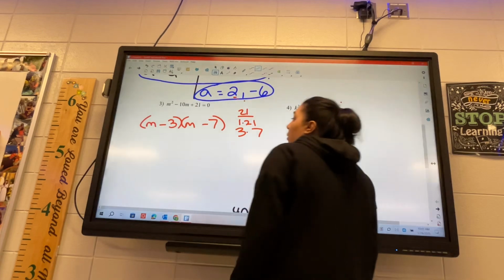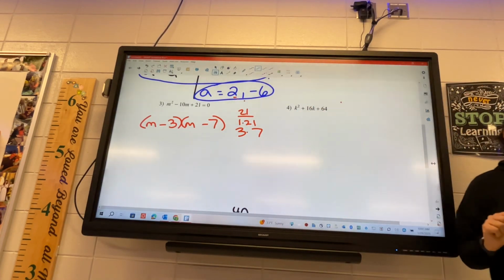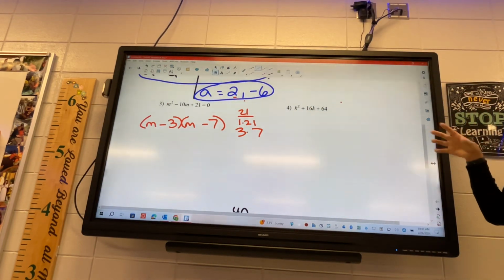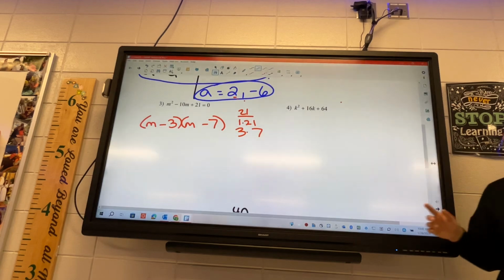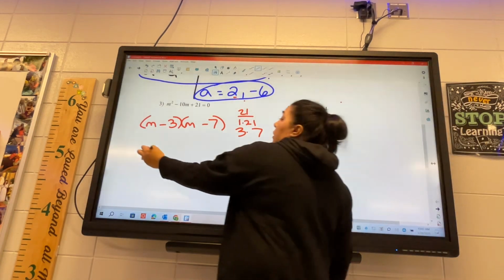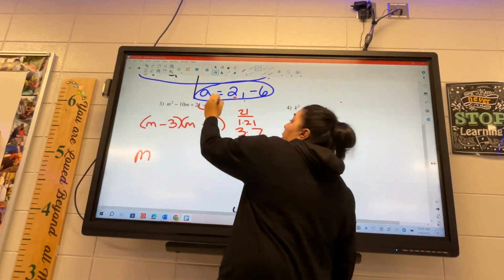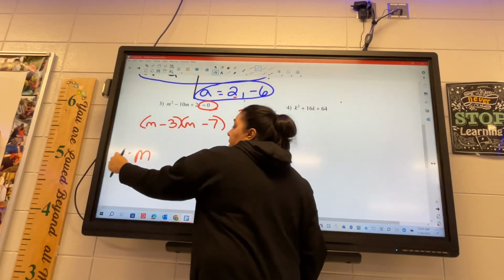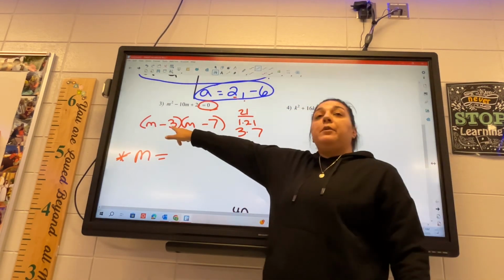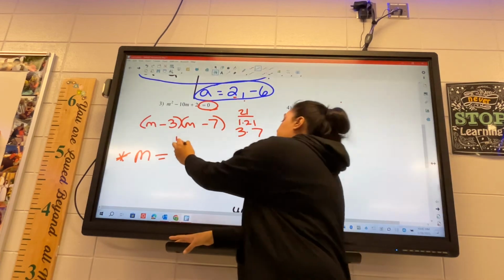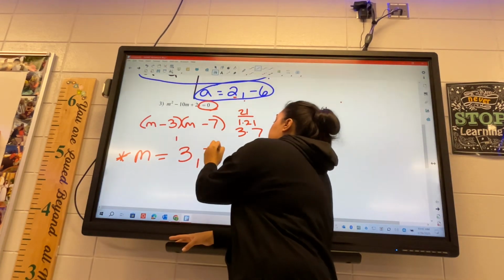Minus, minus. So again, this is what we did yesterday. Knowing what we know, you have to consistently ask yourself, does this say equals 0 or not? Yes, the problem does originally. If it says equals 0, we have the extra step. So my answer is going to be M equals what? What kind of 3 should it be? Positive 3 and a positive 7.